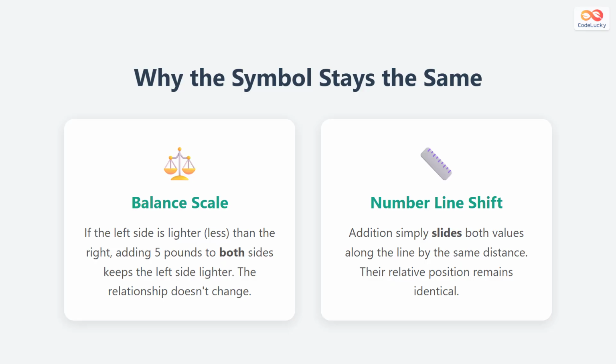Why doesn't the symbol flip? Think of a balance scale. If the left side is lighter, adding the same weight to both sides keeps the left side lighter. Or think of the number line, you are just sliding the values. You aren't mirroring them or changing their relative order.